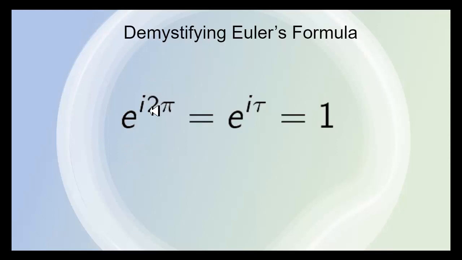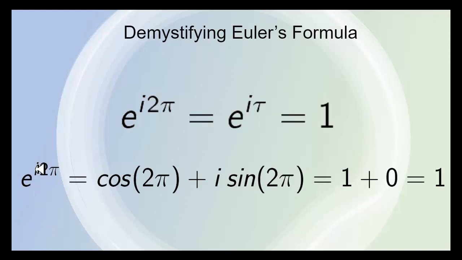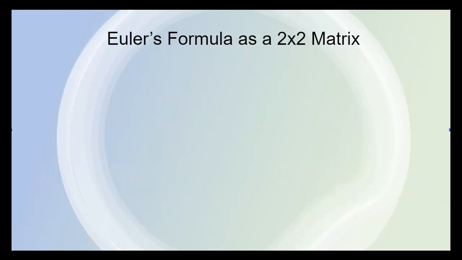So e to the I times 2 pi, or alternatively e to the I times tau, evaluates to 1. It is equal to 1. This is because e to the I times 2 pi is equal to cosine of 2 pi plus I times the sine of 2 pi. And of course, the cosine of 2 pi is equal to 1, and the sine of 2 pi is equal to 0, so this term evaluates to 0, and you end up with 1.